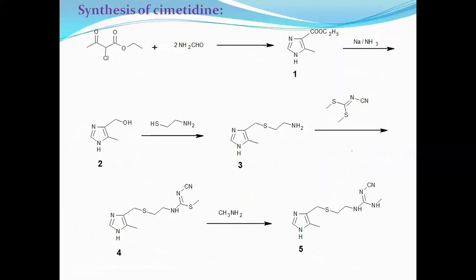Apart from this structural activity relationship and the mechanism of action of H2 blockers, and some examples of H2 antagonists, as per your syllabus, the next part is the synthetic route for the preparation of cimetidine. This is the structure of cimetidine.